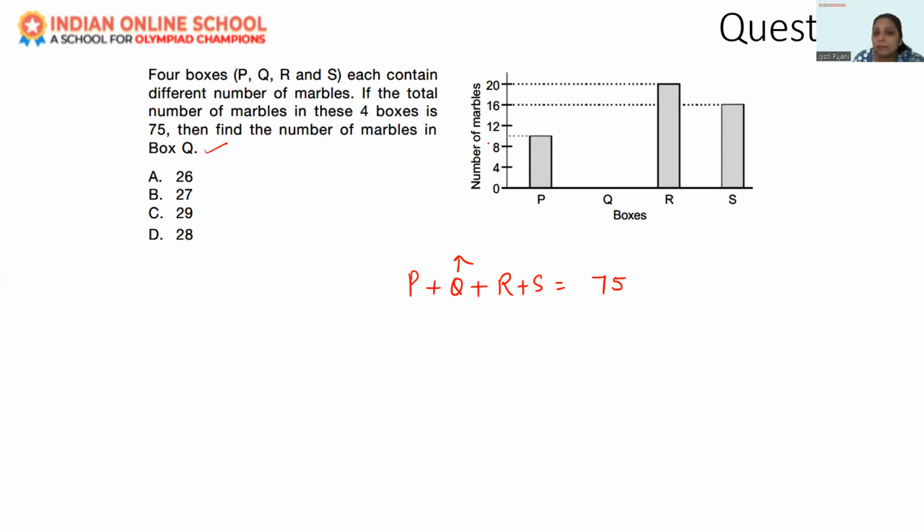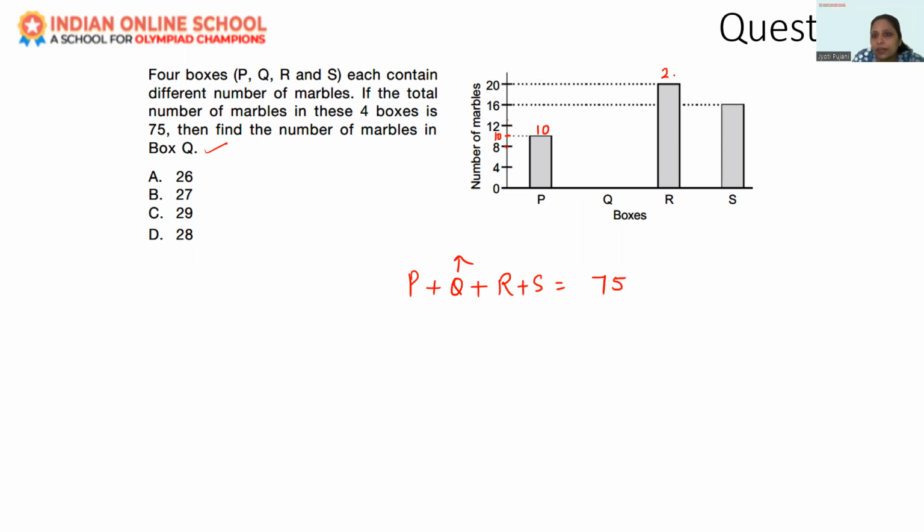So let us start with P. What are the marbles of P? It is between 8 to 12. Can you see that it is just the middle of 8 to 12? From 8 to 12, there is a gap of 4 marbles. It means it is exactly at the middle, so that will be 10. 8, 10, 12. Fine. So P marbles are 10. So what are the marbles in R?